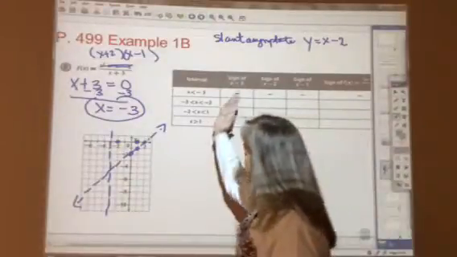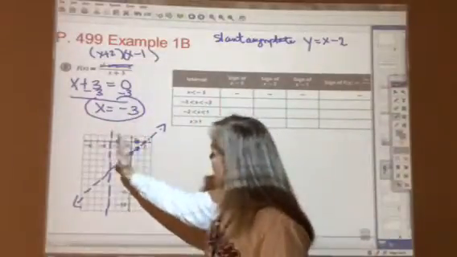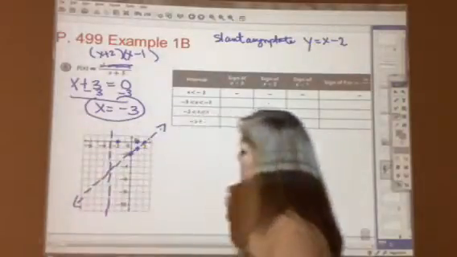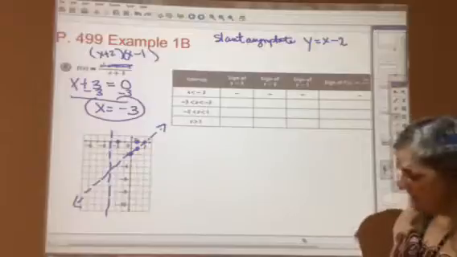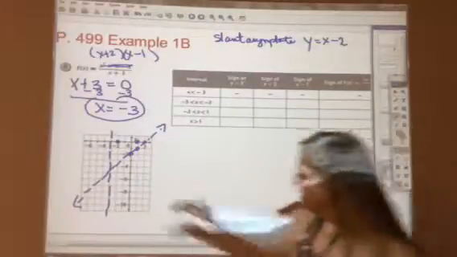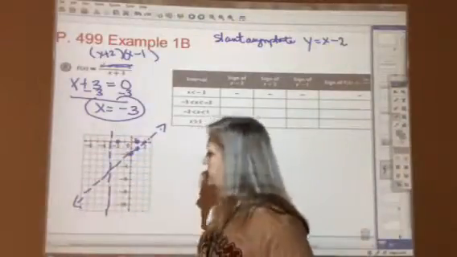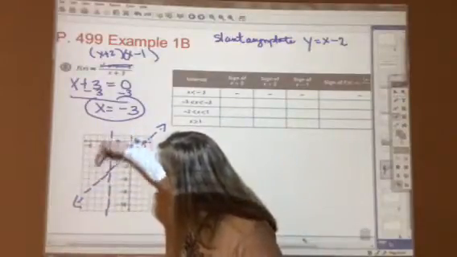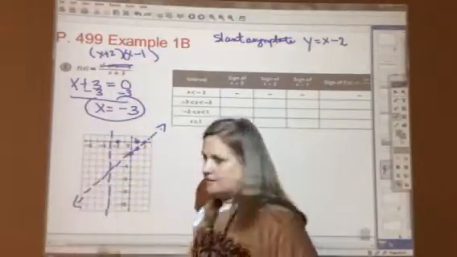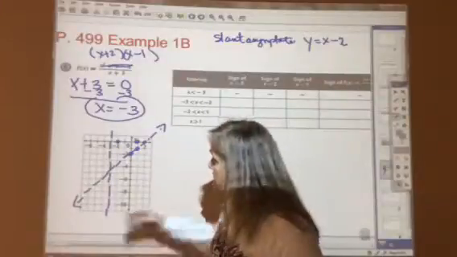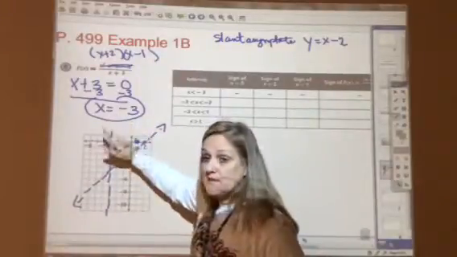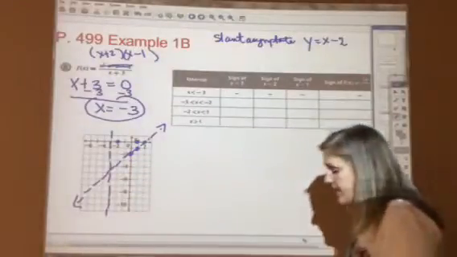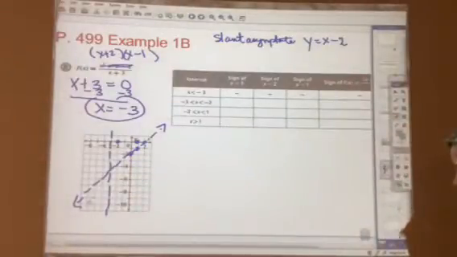So that tells me on the left side of -3, I'm going to have a negative graph, which means it's going to be below the x-axis. Now, how do I know whether to draw it up in this area or down in this area? Well, first of all, it can't cross the x-axis because I don't have an x-intercept up there. So I'm going to have to draw that right down here.